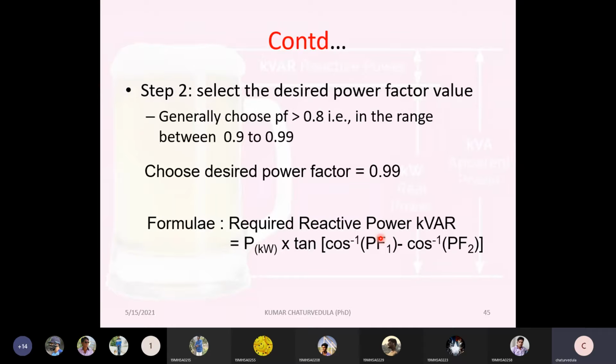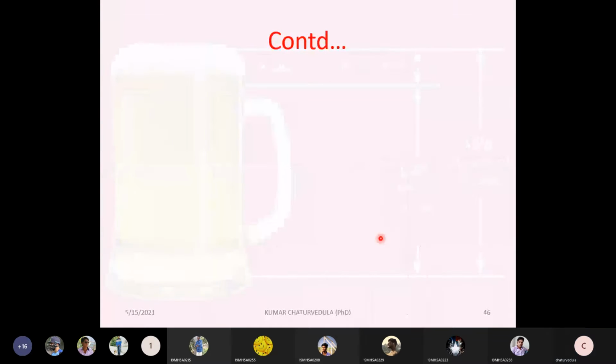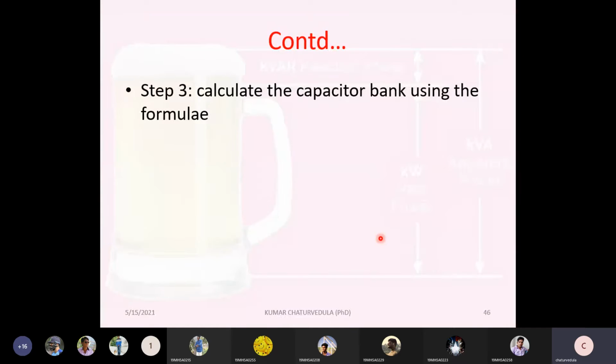Okay, so P is in kilowatt. In the first step, we have the total connected load that we have measured, then cos inverse of power factor 1, where power factor 1 is 0.8, and power factor 2 is nothing but the desired value of the power factor which you have chosen. So now you should calculate the capacitor bank using the formula.